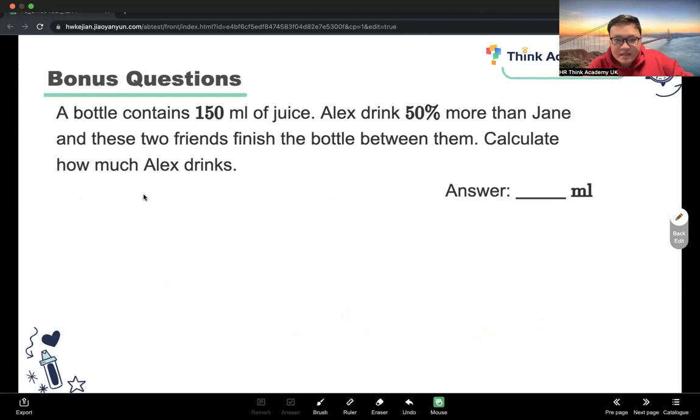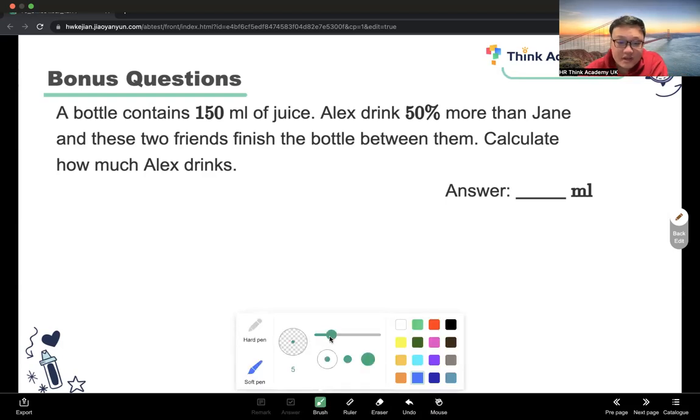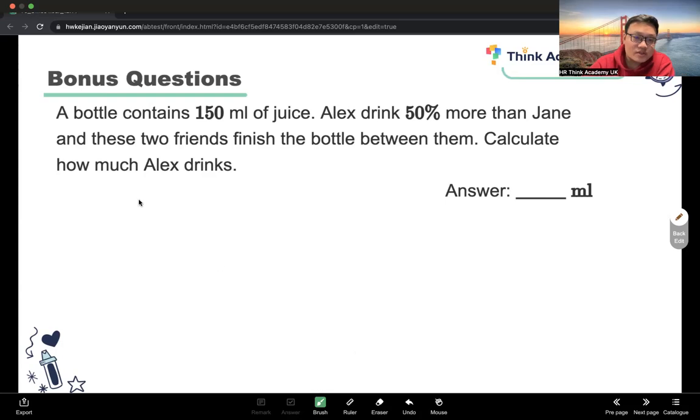Guys, I will give you 1 minute to solve the question, and then type me your answer. The 2 of them finish one bottle, which is 150 milliliters. And Alex drinks 50% more than Jane. So who drinks less? Yep, that's right. The answer is 90.